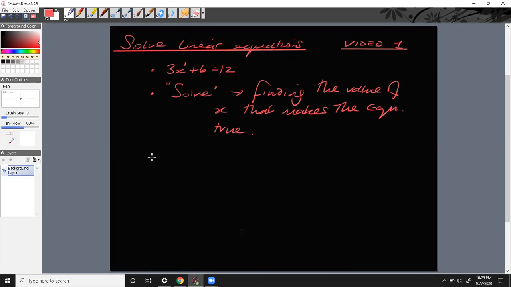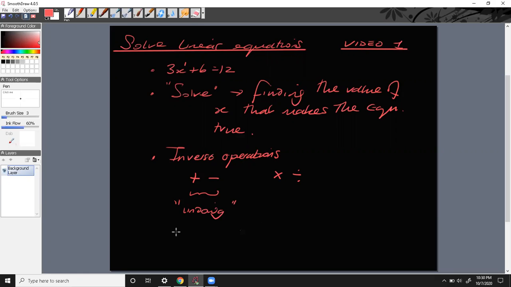Now, in order to be able to do this, you need to just remember what your inverse operations are. So for example, the opposite of addition is subtraction, and the opposite of multiplication is division. Okay, so we can think of these two as undoing each other, or reversing whatever you have done.